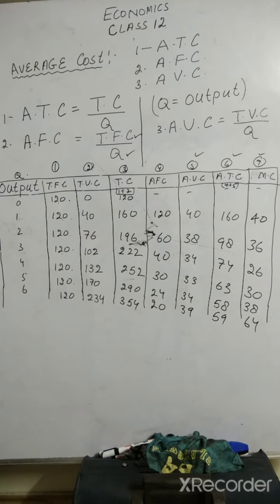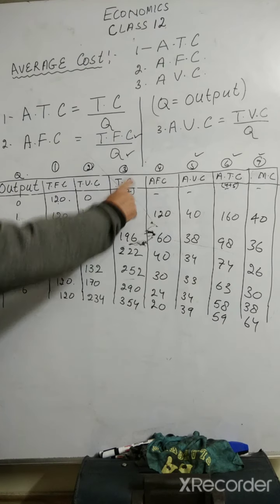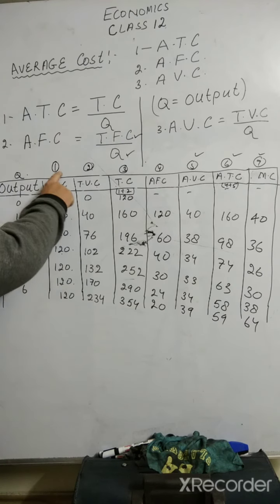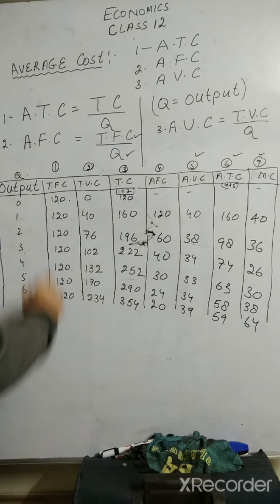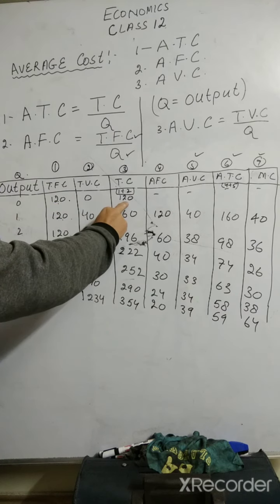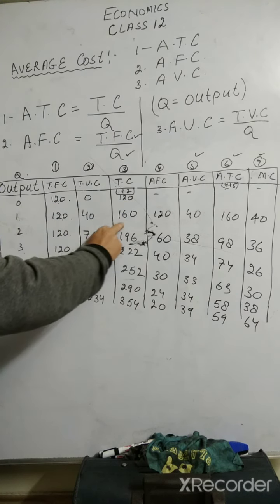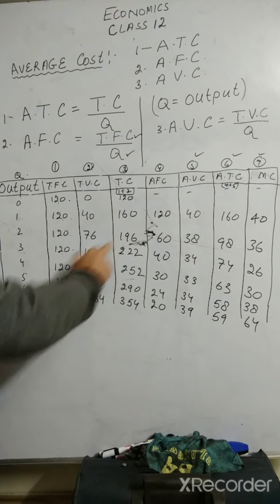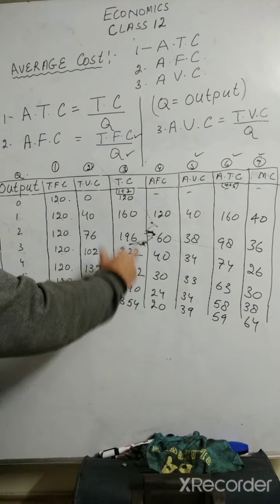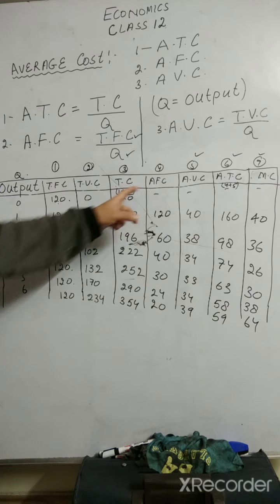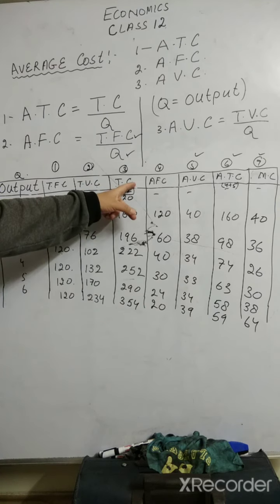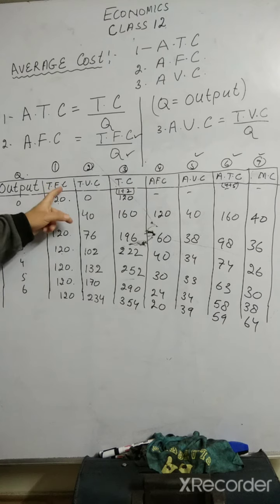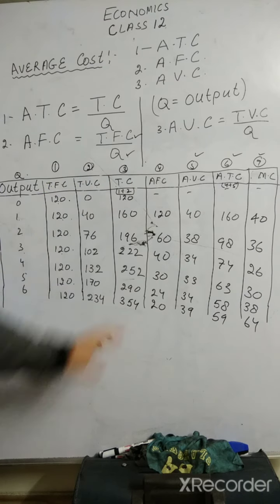Now whenever you are asked to find total cost, what you do? You add the first and second, that is, total fixed cost and total variable cost will give you total cost. Like 120 plus 0, this is 120. 120 plus 40, 160. 120 plus 76, 196. 120 plus 102, 222, and so on. So total cost is equal to total fixed cost plus total variable cost. In the numerical, if total cost is asked, you add total fixed cost and total variable cost.